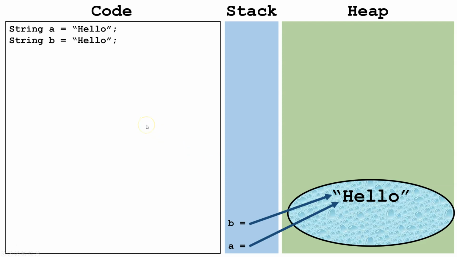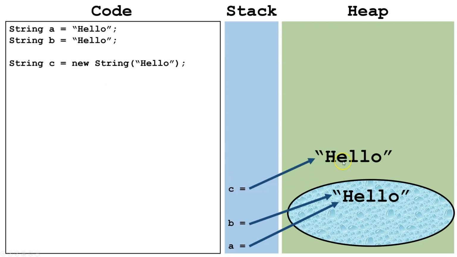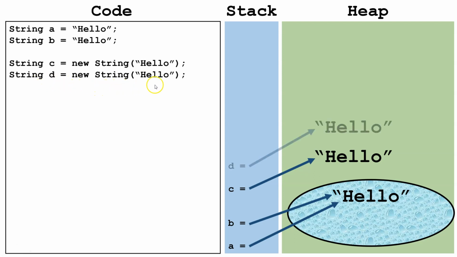Now let's look at a second way to declare and initialize string variables. Here we're saying string C equals new string hello. This is more like how we declare and initialize most objects. When we do it this way, Java will create a unique object outside of the string pool. If we do it again this way, even though it's the same value, it's going to create a second object on a different part of the heap.